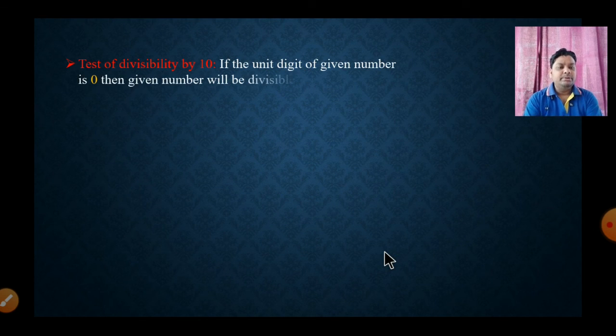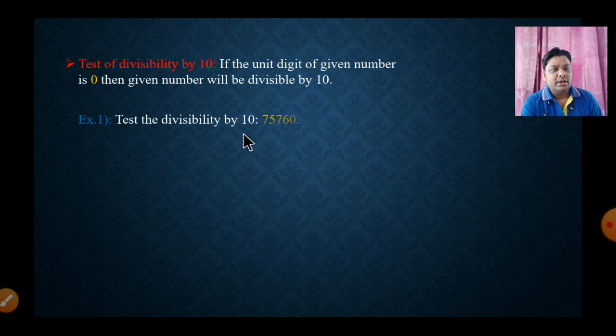Okay. Now students, after this, let's check the divisibility test by 10. Okay. Now divisibility test by 10 is just similar to divisibility test by 5. But what is the difference? In 5, we see that the last digit is 0 or 5. But here we have to see that the last digit is only 0. If the last digit, or unit digit, is 0, then we can say that number is divisible by 10. Okay.